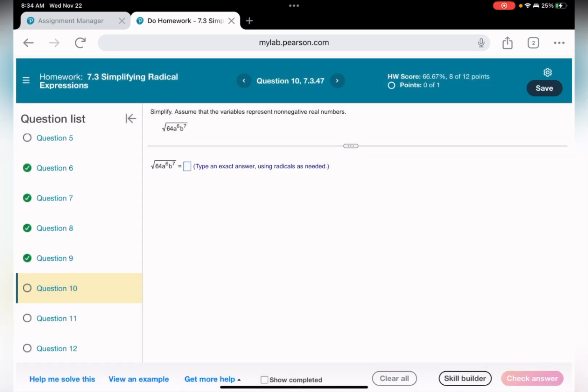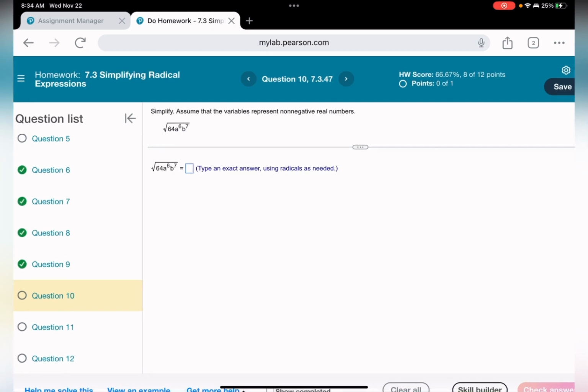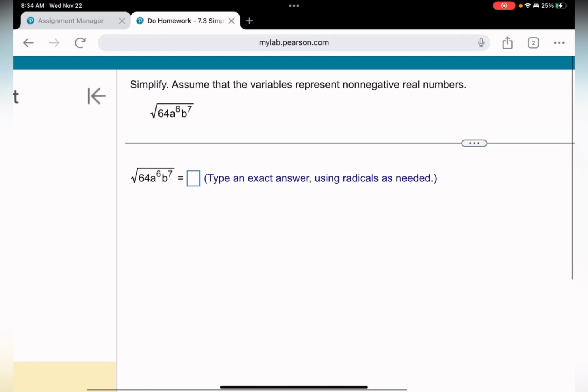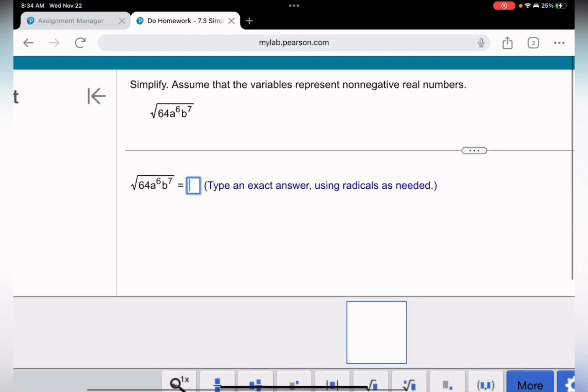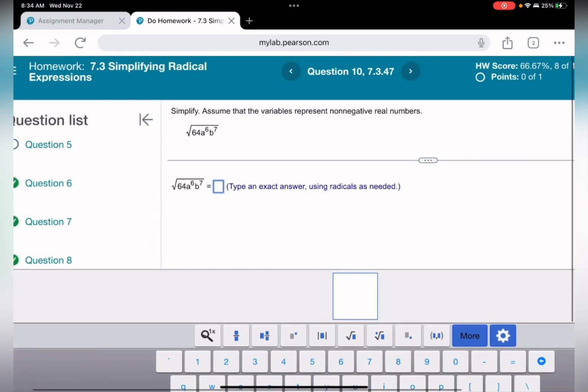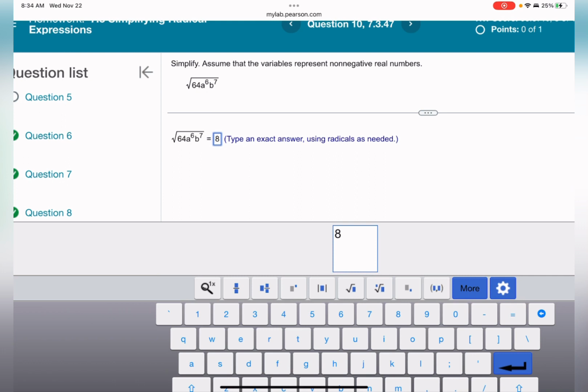Okay, number 10. What do we have here? 64, a to the 6, b to the 7. That's easy. The square root of 64 is 8, right? A to the power 6 gives a cubed, because 6 divided by 2 is 3. So a to the power 3.